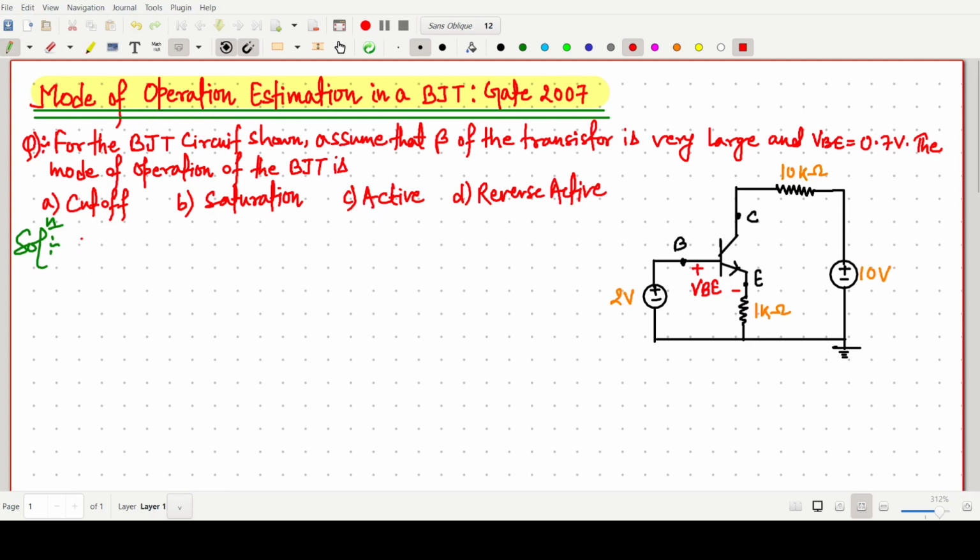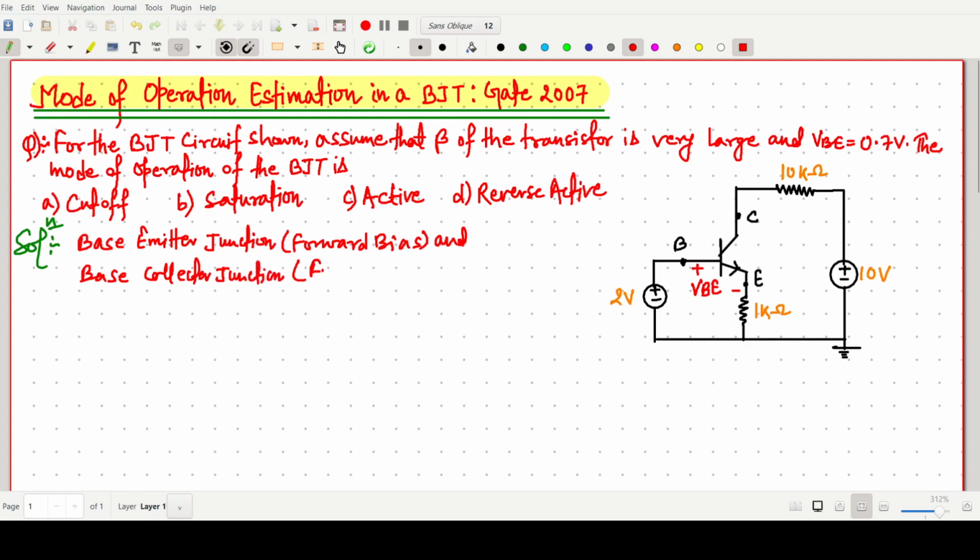If the base emitter junction is forward biased and the base collector junction is also in forward bias, this is the condition when both junctions are forward biased.